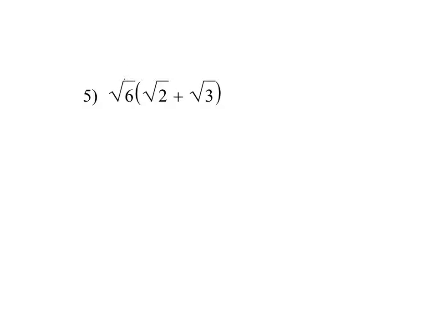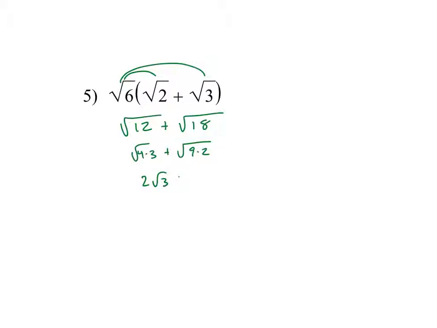So the next one, I'm going to distribute that right there. So I have the square root of 12 plus the square root of 18. Now 12 is 4 times 3. 18 is 9 times 2. So 2 square root of 3 plus 3 square root of 2. And that's it. Later on, we're going to learn that we can add if the radicals are exactly the same. But right now, we're going to leave it right there.